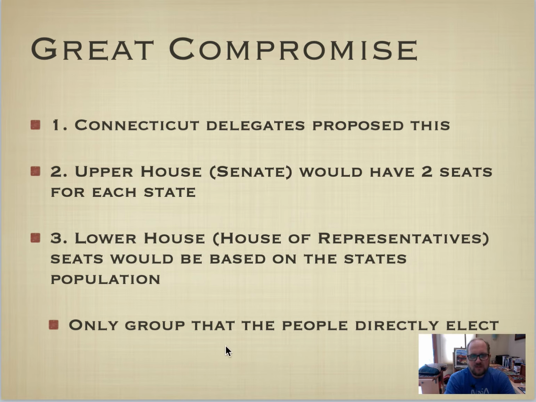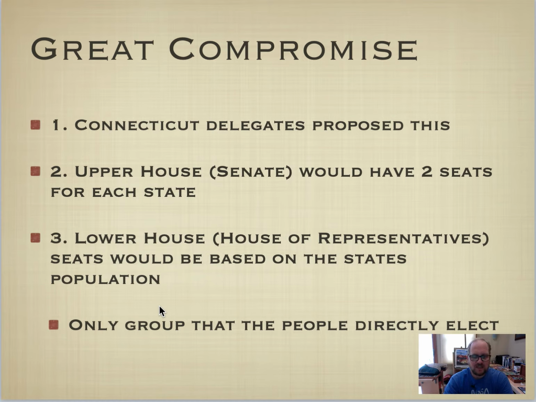And it is the only group that the people directly elect. So this is going to be the only group in the early form of government that the people will directly elect. The president and the upper house will both be elected by either electors or state delegates. So again, this was really important because it gave the elite the ability to really run the government and make changes within the government. Because again, most of these first Americans did not trust the masses.